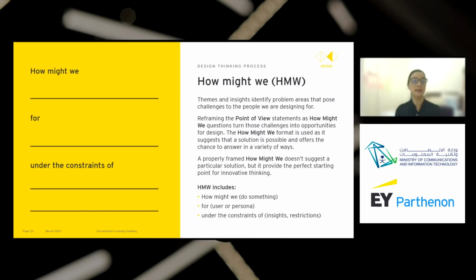The final tool in the define phase is the how might we question. And this is how we frame our challenges. We frame them in this way because the how is actually an action. How might we is a collaborative approach. The use of the word we implies that we're all working together on this solution as well. So it includes the how might we do something for our user or persona, considering the constraints of the insights or the restrictions that we have.